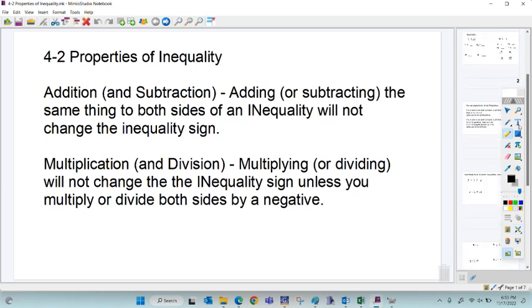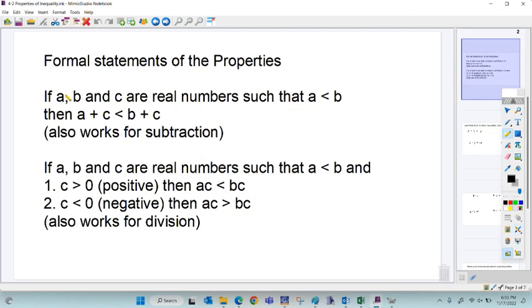Let's take a look at the formal way of wording that. If A and B and C are real numbers, since we're in Algebra 1 now, we have to think about it in terms of how it really would be stated, such that A is less than B, then A plus C is less than B plus C. That's the way that works. In a very formal way, we would also have to make a qualification, but actually no qualification on that, it's the multiplying one. So no matter what C is, you can add it to both sides and it will work.